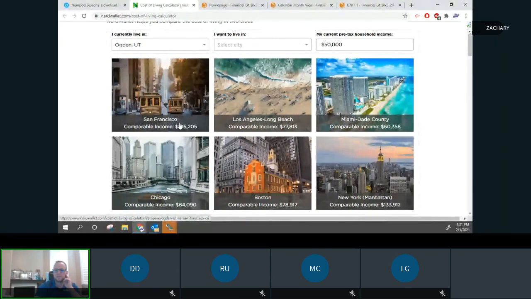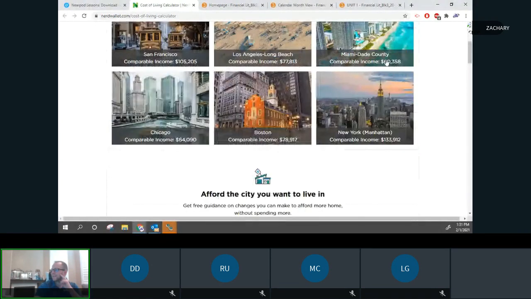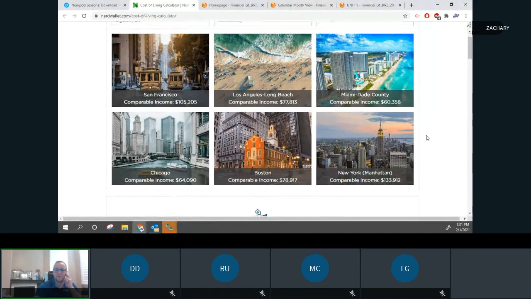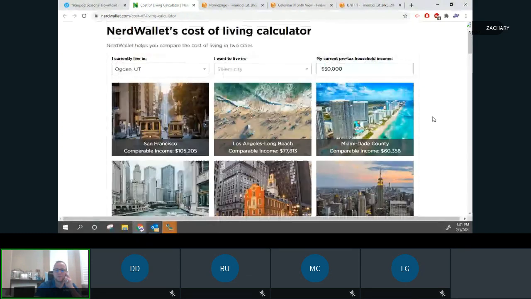That's pretty crazy, right? If I moved to Miami, 60,000. I moved to New York, I'd have to make 133,000 to have the same quality of life that I have where I live, right? If I made that much money, okay?